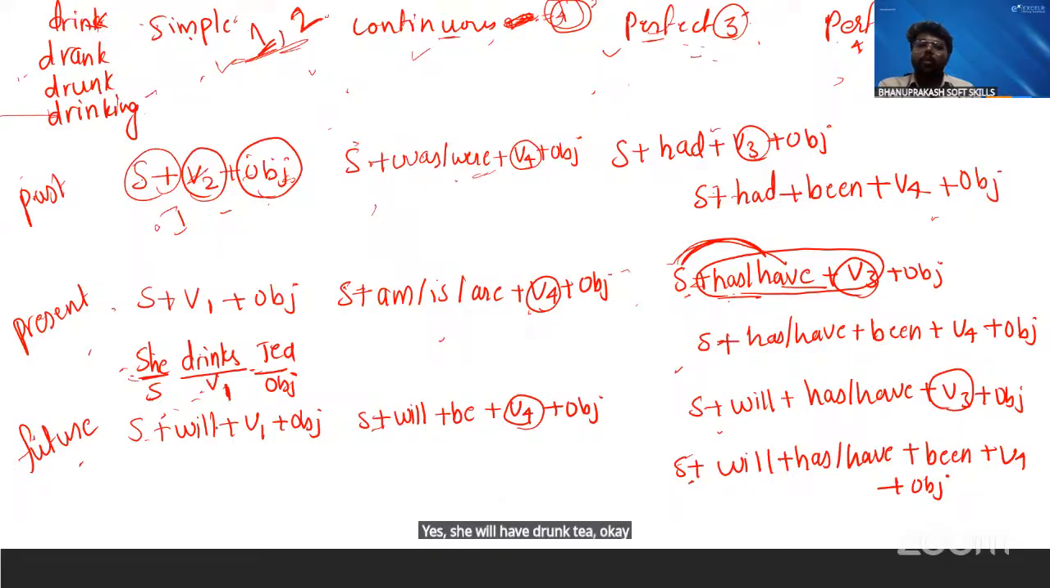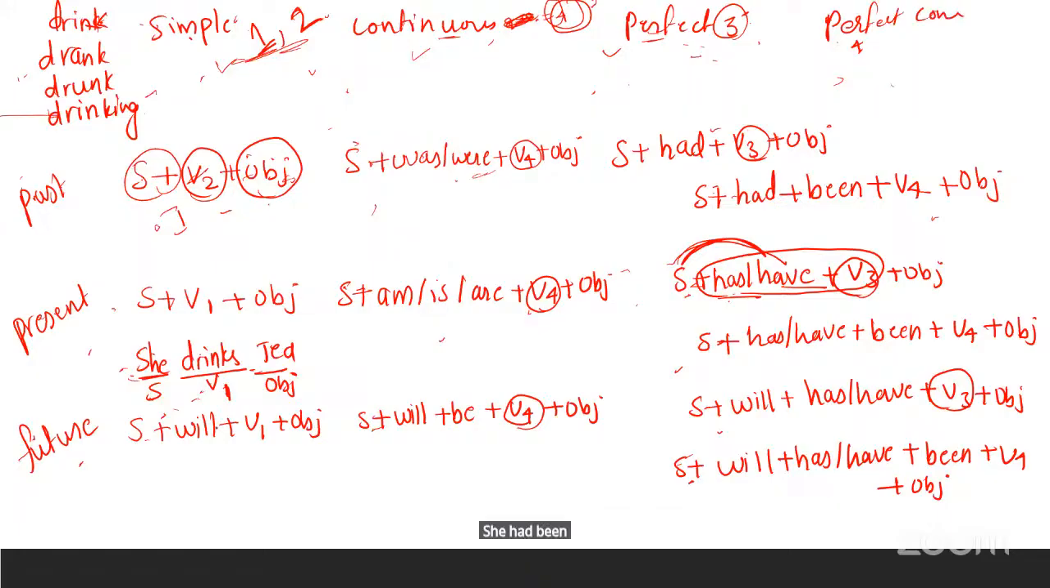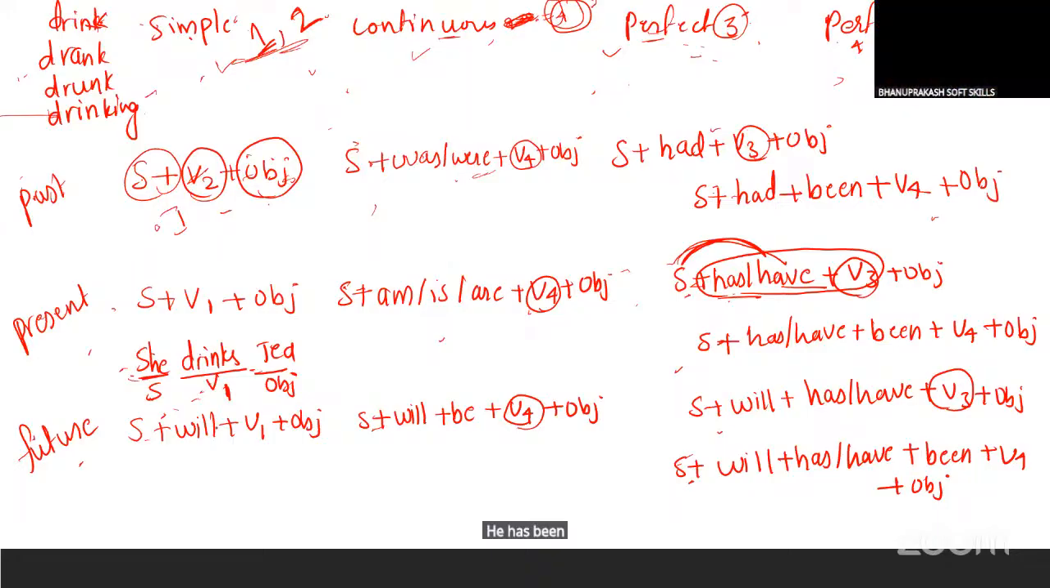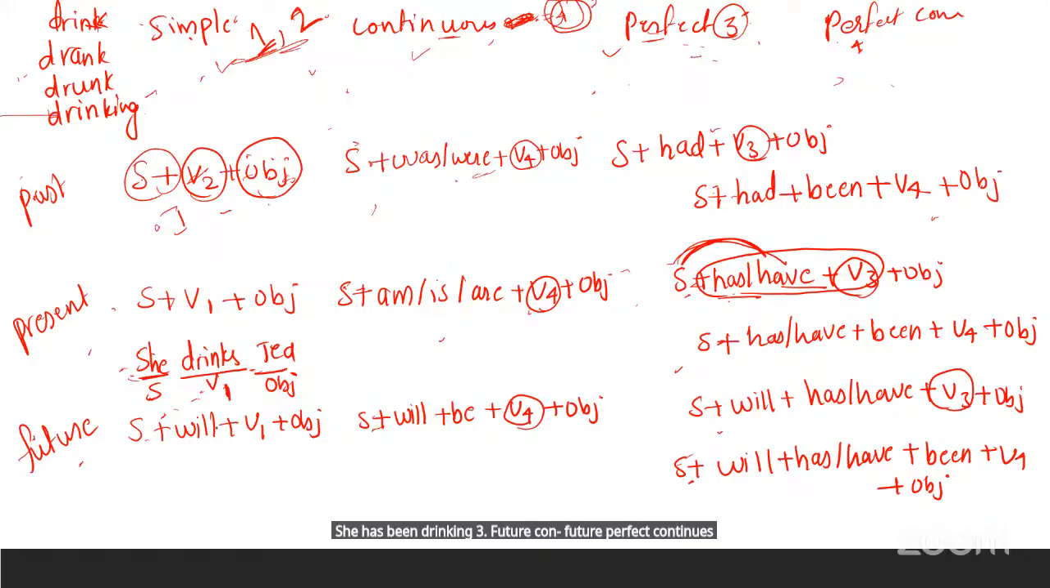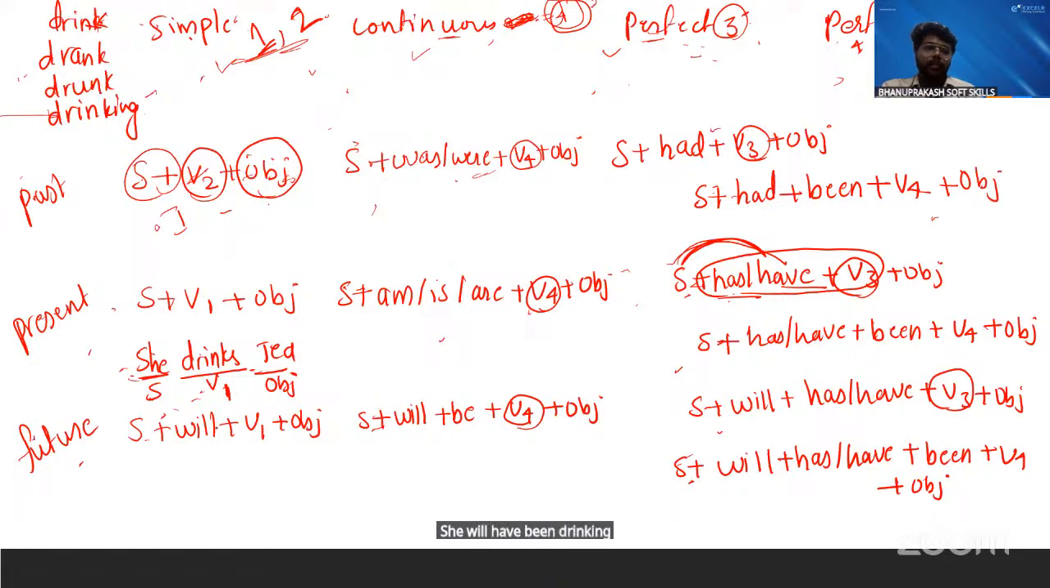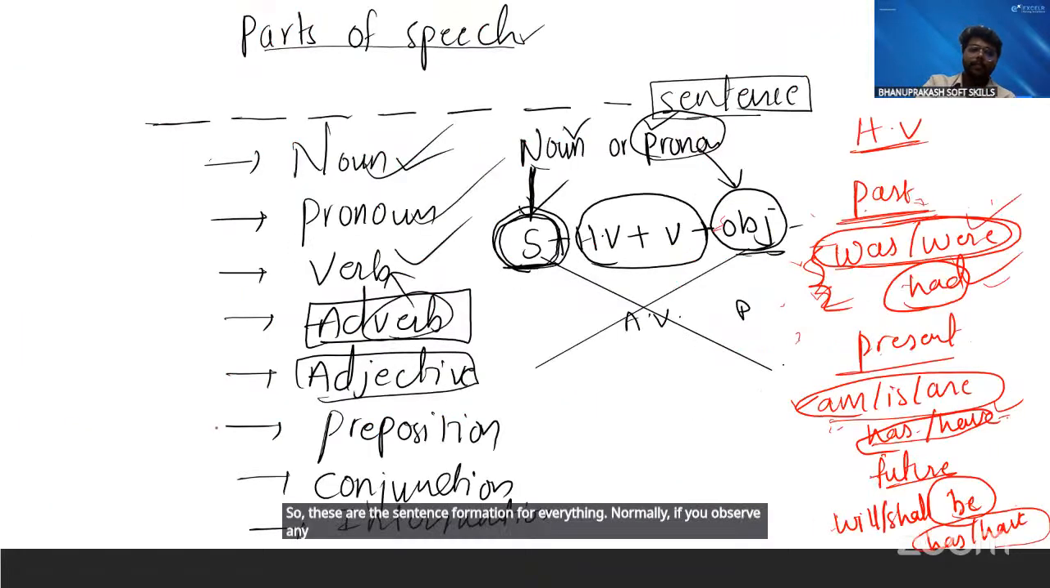Now past perfect continuous: she had been drinking tea. Present perfect continuous: she has been drinking tea. Future perfect continuous: she will have been drinking tea. So these are the sentence formations for everything. If you observe any other sentences, you will be able to identify them as well.